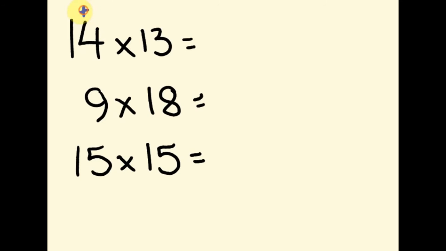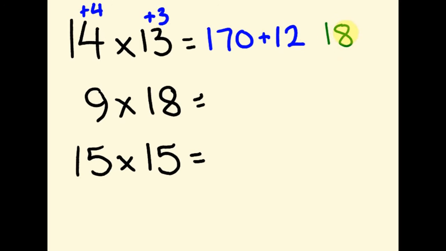So this one's 4 above, this one's a plus 3, so we get 14 plus 3, which is 17, so 170, and then we multiply these two numbers. 4 times 3 is 12, so we add these guys together and we get the answer of 182. Okay, what about we do this next one now?